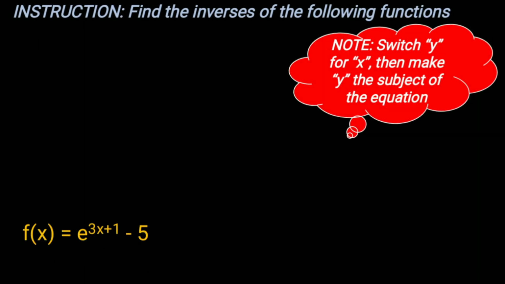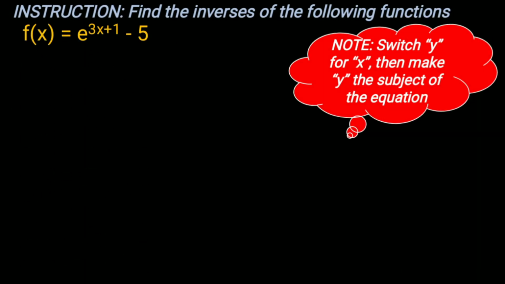Let's take a look at another beautiful example. In this question, we are given f of x to be e raised to the power of (3x plus 1), minus 5. Just like we know, f of x equals y. So it's better written as y equals e raised to the power of (3x plus 1), minus 5. And then the next step is to bring in the concept of finding the inverse of function itself. That is, switch y for x and then make y the subject of the equation.